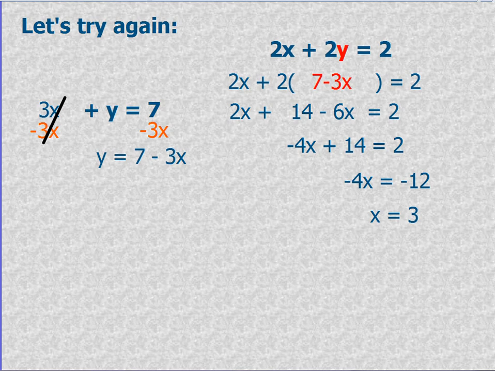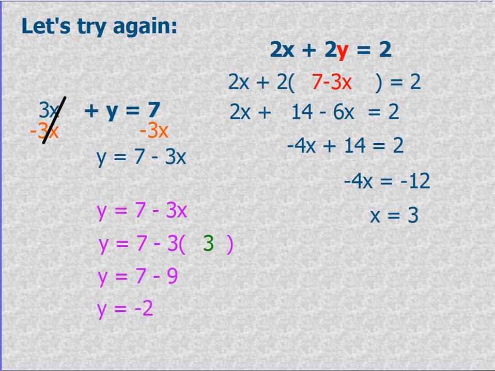Now that I've solved for x, we're not quite done, because in a point I need both an x value and a y value. So I need to come back. I can use any of the equations that you see on the screen to help me find a value for y. I'm going to choose the equation that I rearranged so that y was isolated. If y equals 7 minus 3x and x is 3, I can replace x with 3 and solve. Using order of operations, I get 7 minus 9, which means that y is equal to negative 2.